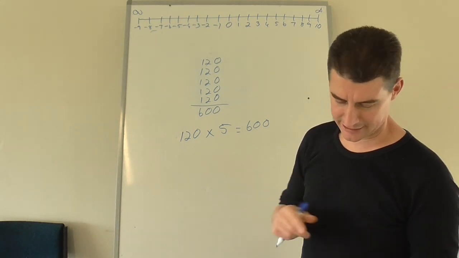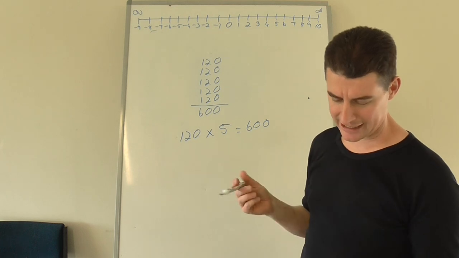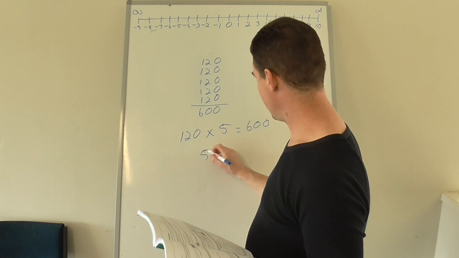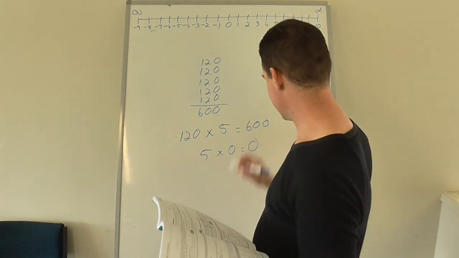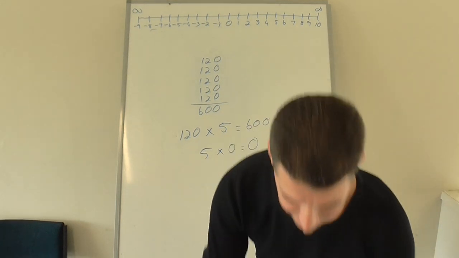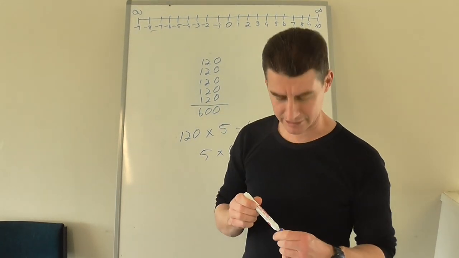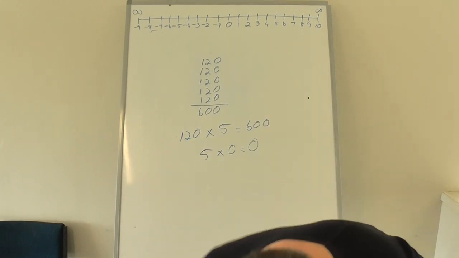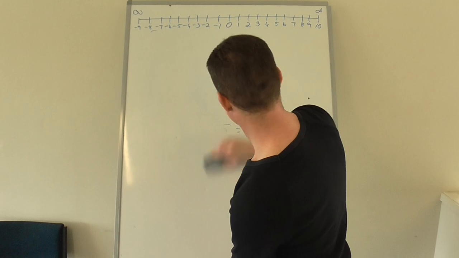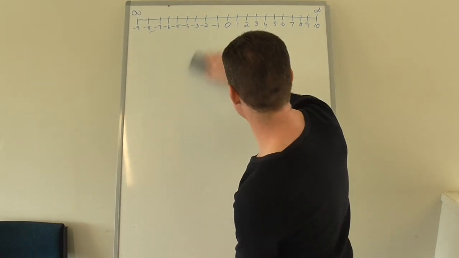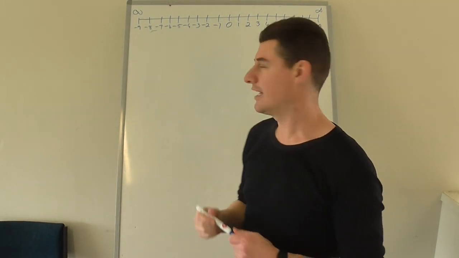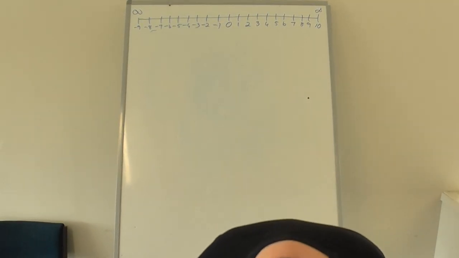It also says here in the textbook, note that any number multiplied by zero will always be zero. So 5 times 0 equals 0. That's just a little mental note you need to make, just so that you know, but obviously you will have a calculator. So if you're unsure, use your calculator. Multiplication is just an easier way of adding up, so you just need to practice it.